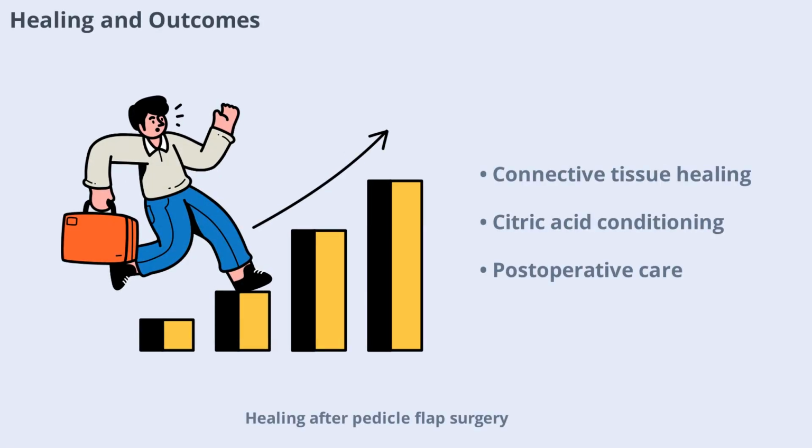Healing after pedicle flap surgery may occur by connective tissue adhesion, connective tissue attachment, or long junctional epithelium. The use of citric acid root conditioning has been shown to improve outcomes in some cases. Proper postoperative care, including pain management and wound protection, is essential for successful healing and patient comfort.